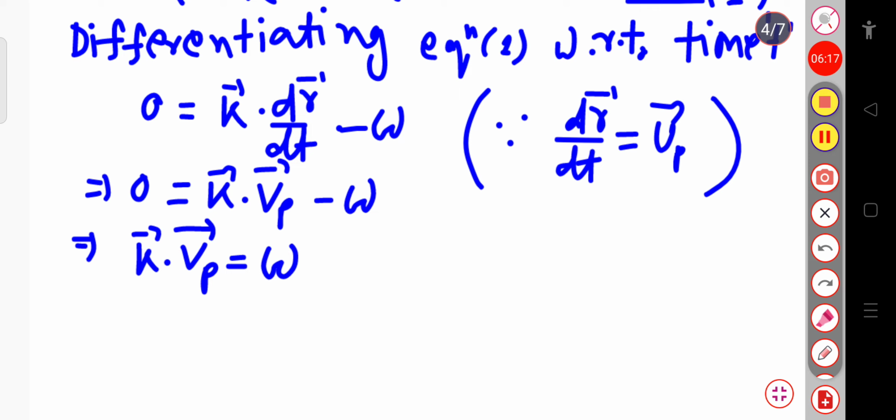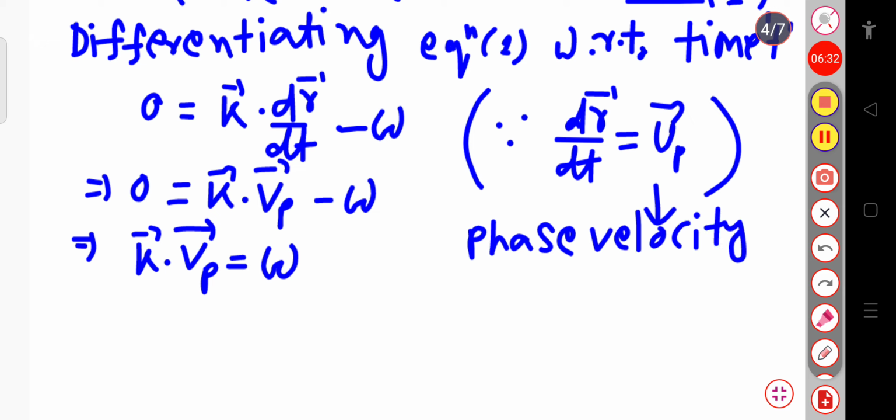Here this Vp equal to dr by dt is the phase velocity of the wave. This is called the phase velocity of the wave.